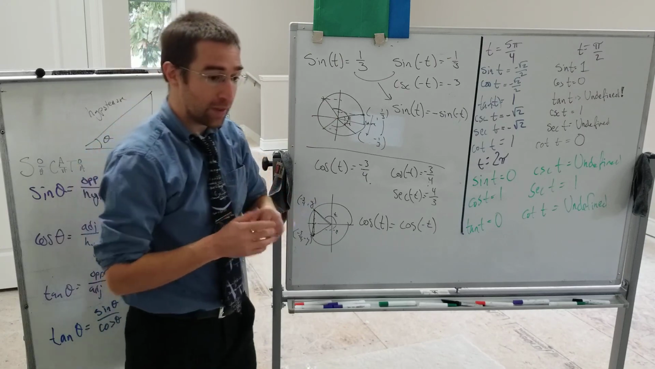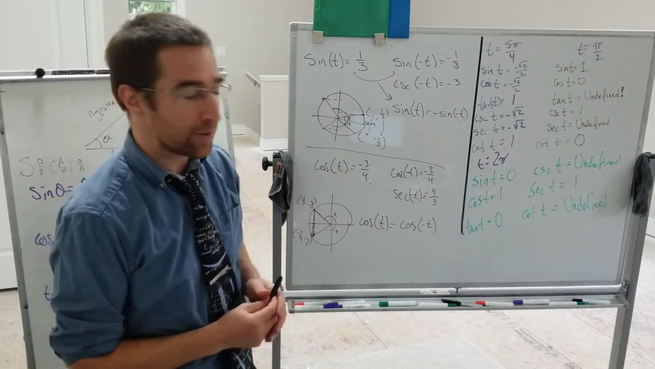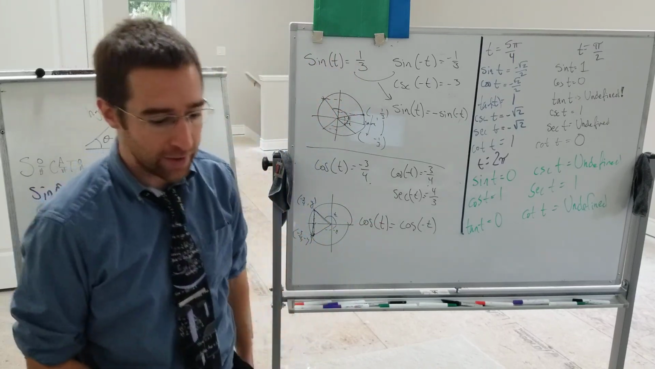So now, think about, if you have tangent of an angle, how does that relate to tangent of the negative of the angle? I'm going to leave that as kind of like the cliffhanger at the end of the video.